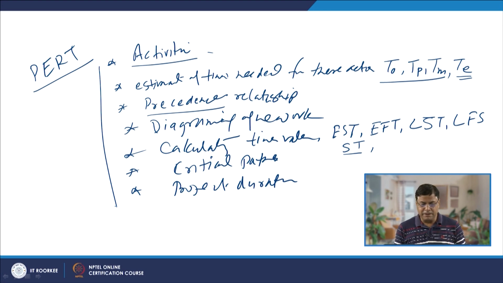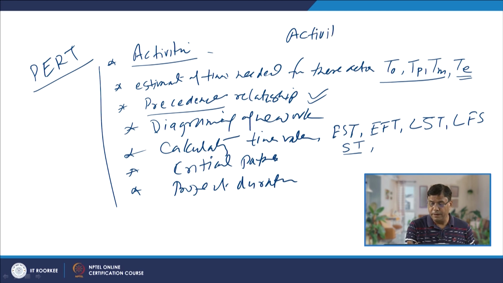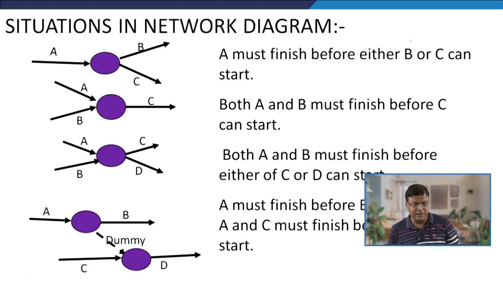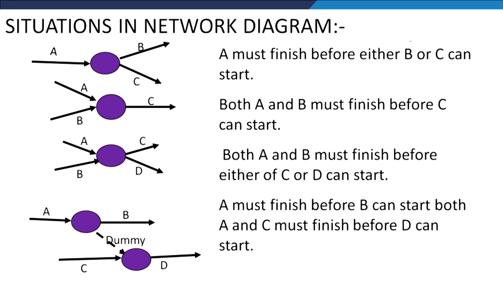While developing the network in light of the precedence relationship, there can be various situations. So, how do we deal with those situations when developing a network based on the activity on arrow approach? Here we will see certain situations, and that will help in developing the suitable network.